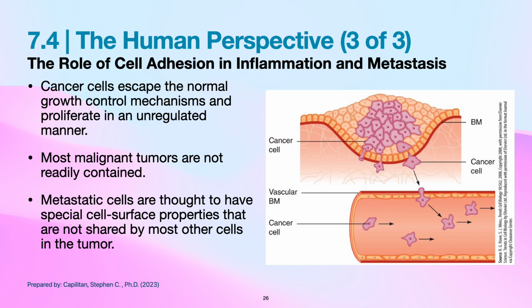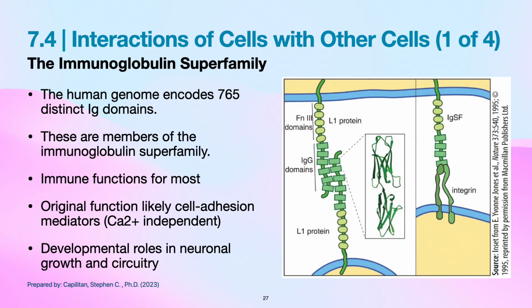In this case, they've used EPCAM, which is present on the cancer cells and absent from the normal blood cells. So we move forward with the interactions of the cells with other cells.